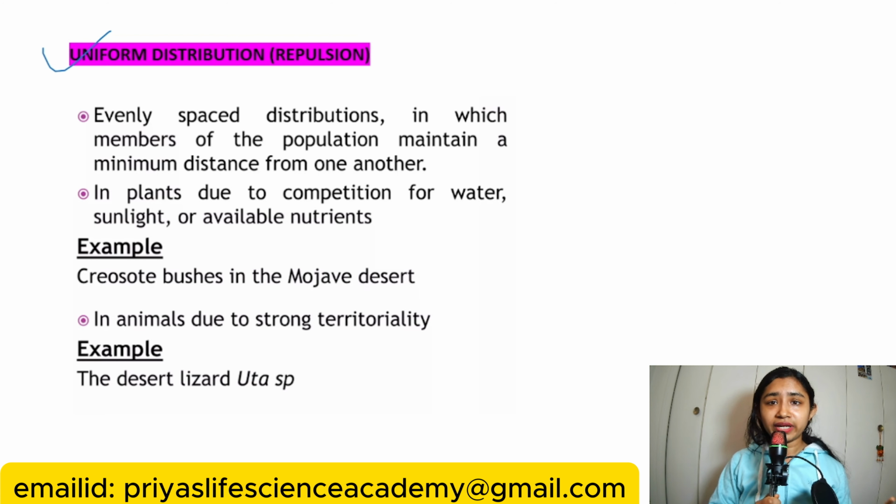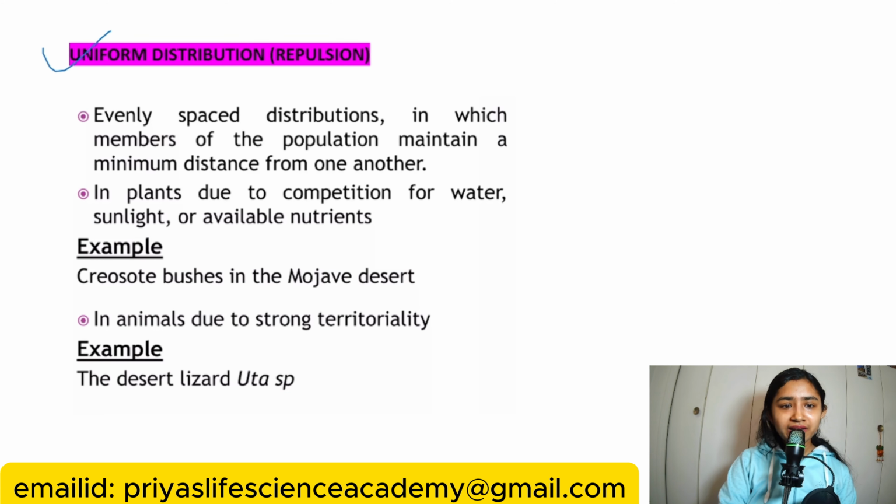Some birds also tend to be spaced uniformly. Territoriality in animals also causes uniform distribution. Evenly spaced distribution is one in which members of the population maintain a minimum distance from each other. A very easy example from our daily life: the person we don't like, we try to maintain a distance from them, isn't it?